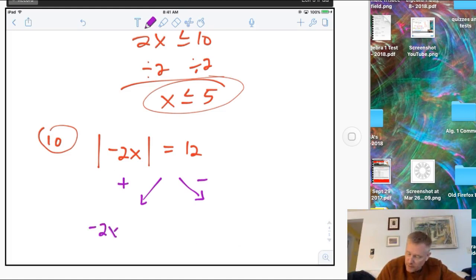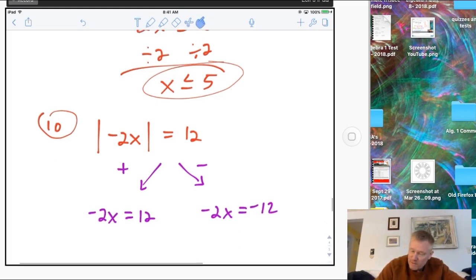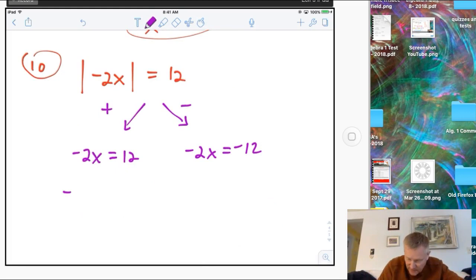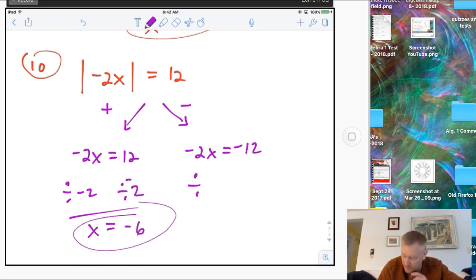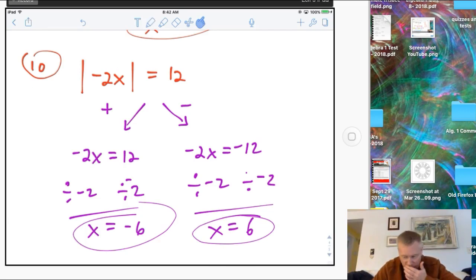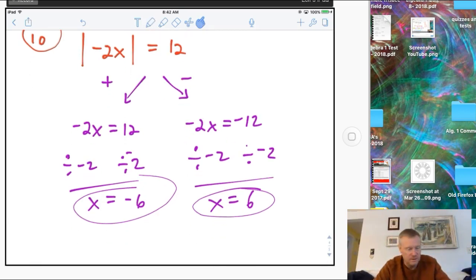So I got negative 2x equals 12, and negative 2x equals negative 12. All right, so when I divide this out, I divide by negative 2, and I get x equals negative 6. Divide by negative 2 over here, and I get x equals 6 there. So those both came out kind of the way you'd think. Actually didn't change anything. It just changed which sign was on which side of the answer. All right, anyway.